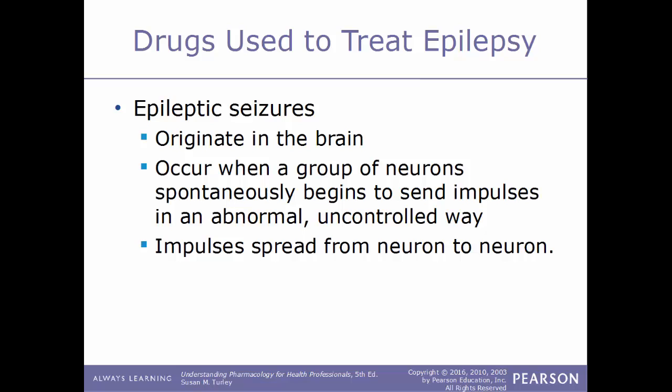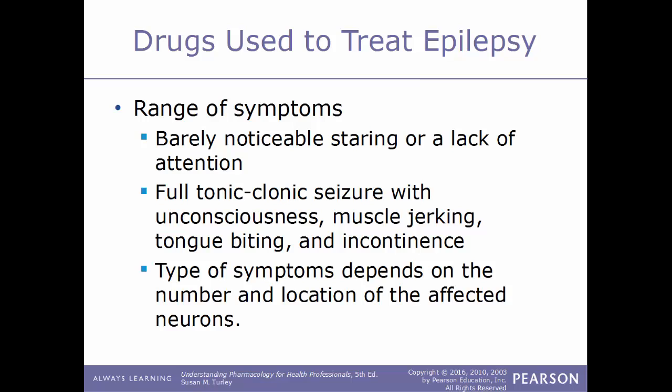First, we'll start off with drugs that are used to treat epilepsy. Now, epileptic seizures originate in the brain, and these occur when a group of neurons spontaneously begin to send impulses in a very abnormal, uncontrolled manner. And these impulses spread from neuron to neuron. And there's a range of symptoms that can be exhibited from these seizures.